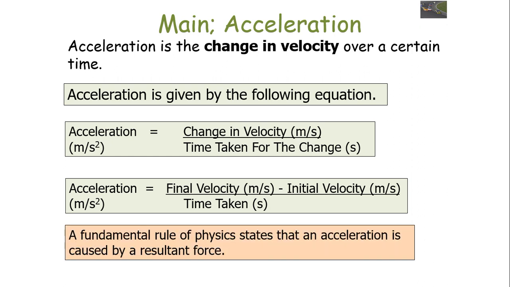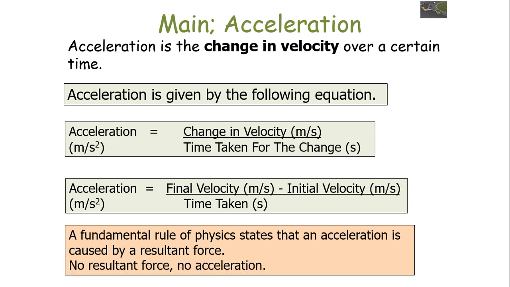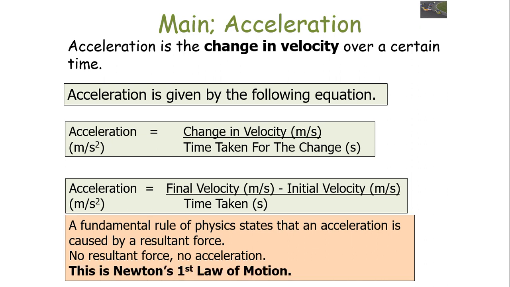Now, a fundamental rule of physics states that an acceleration, so either a change in direction or a change in speed, is caused by a resultant force. No resultant force, no acceleration. That is Newton's first law of motion. An object will only accelerate if there's a resultant force placed upon it. If there's no resultant force placed upon it, an object will continue to move with the same speed in the same direction. It will have inertia.